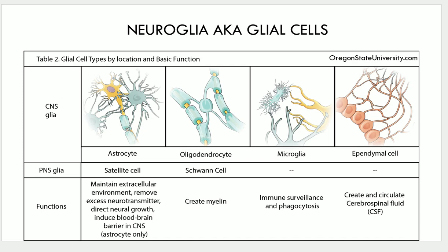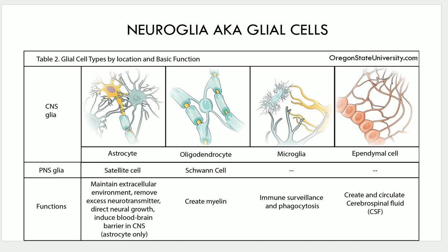So these cells maintain the extracellular environment. They get rid of extra neurotransmitters. So remember I said if the receptors are blocked, the neurotransmitters go away. So astrocytes and satellite cells are what cleans that up. They direct neural growth, and then definitely know this one.